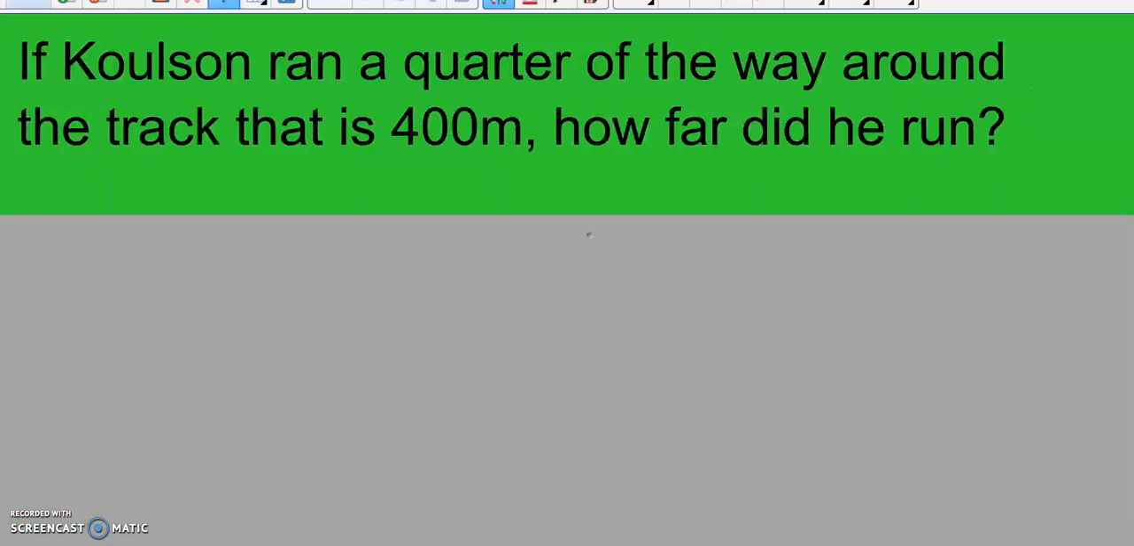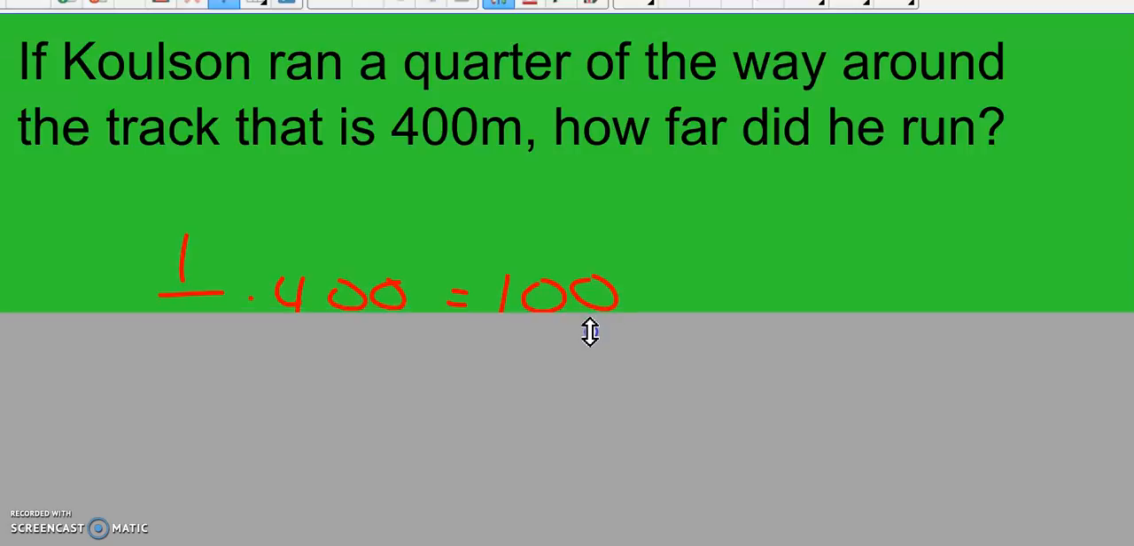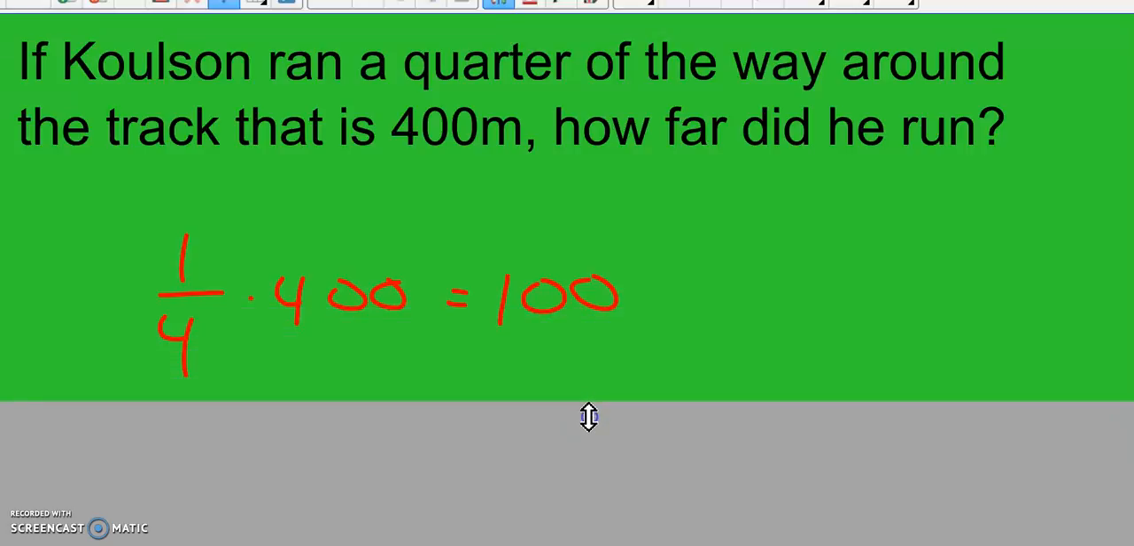Okay, so now let's get into talking about actual arcs rather than the entire circle. And a track is not exactly a circle, but this kind of gets the idea across. So if Colson ran a quarter of the way around the track, that is 400 meters, how far did he run? So a quarter is 1/4. So all we want to do here is just 1/4 times 400. He ran 100 meters. Okay, this is how the calculation works. You do the fraction, so 1/4 times the total, 400, and you get the length he did run, which is 100. We're going to do kind of a similar idea with our circles.